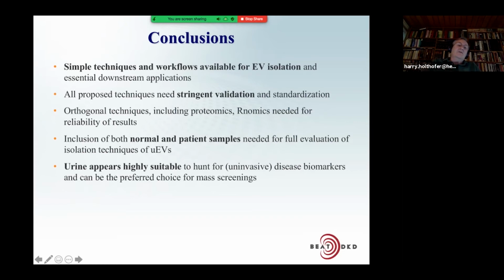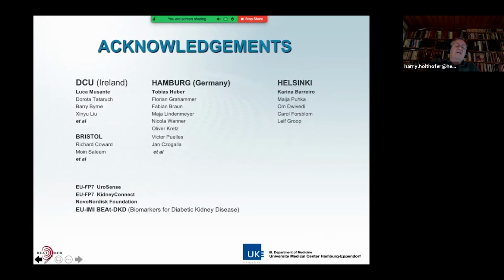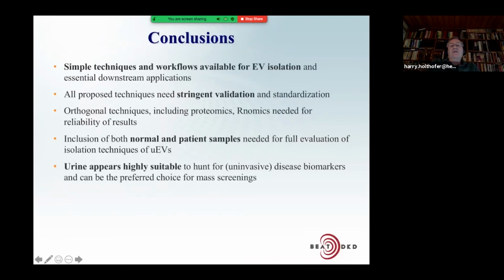And of course, urine appears to be very well suitable to hunt for these disease biomarkers, and we think that this should be the preferred choice for mass screenings. And there are techniques, as I showed you, the HFD as a prime candidate to do it very simply and very cost efficiently.